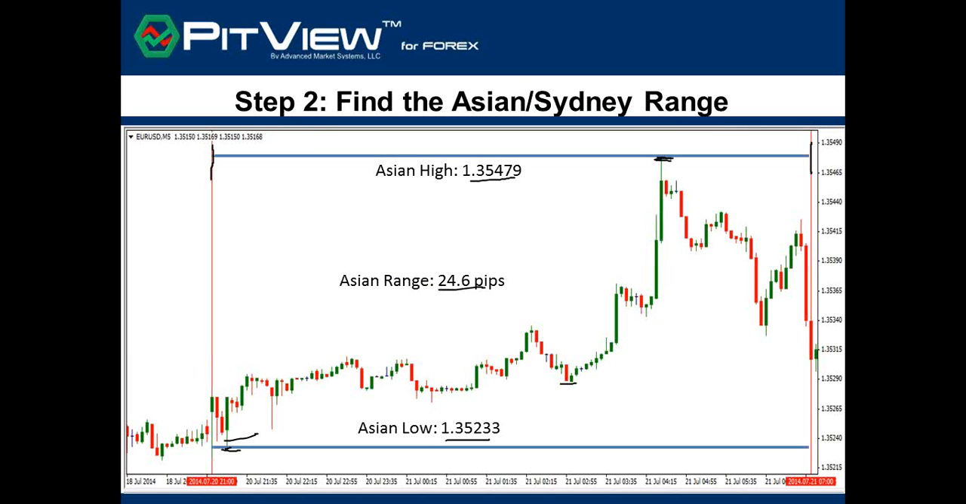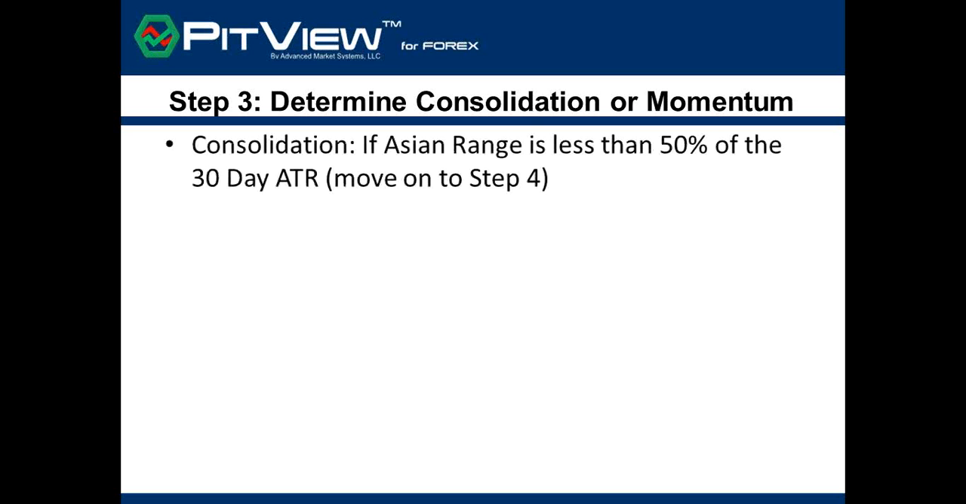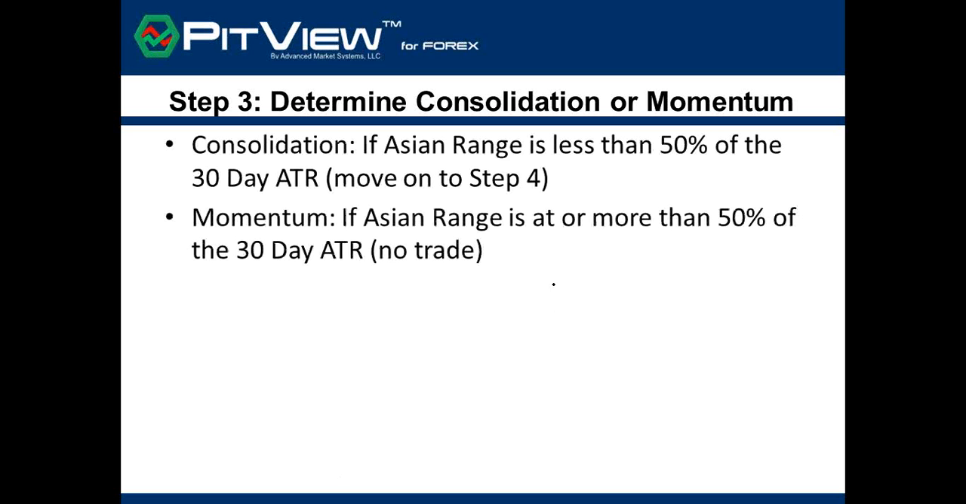So there's the high, there's the low, and the Asian range being 24.6 pips. Now we're going to determine consolidation or momentum. This is what we call a trade filter. And not only are we using this as a trade filter, but we're also using PitView as a trade filter on this individual method. Consolidation would be defined, and this is how we define it.